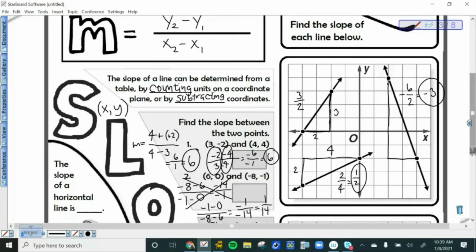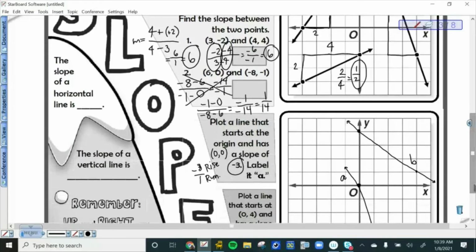Okay, and then a couple of special cases. We could have a horizontal line, or we could have a vertical line. A horizontal line is like the horizon, and that has a slope of 0. And then a vertical line, straight up and down, has a slope we call undefined.